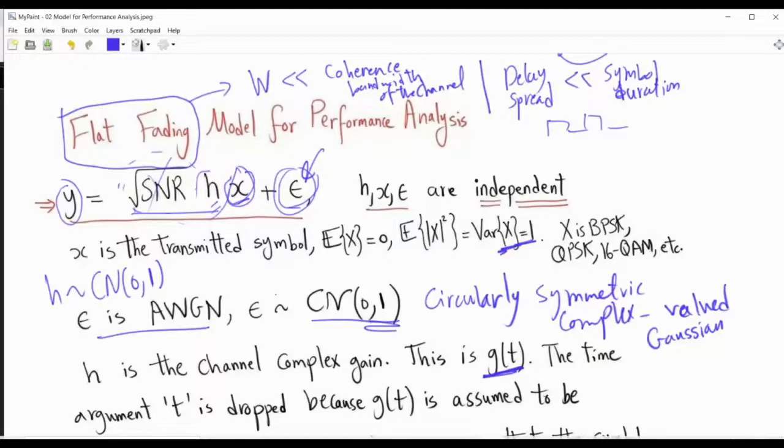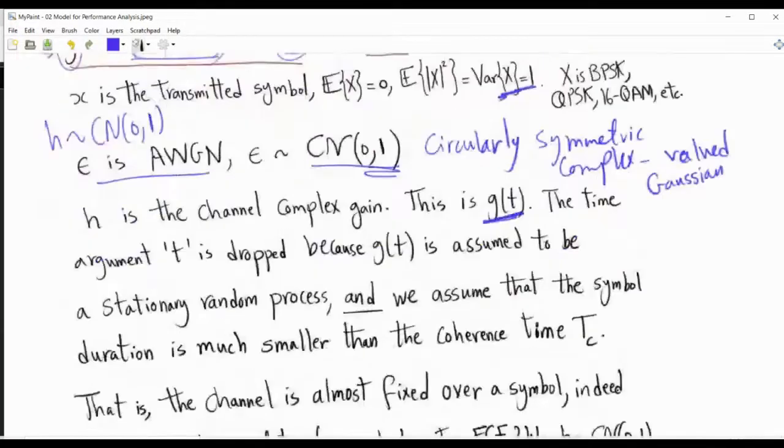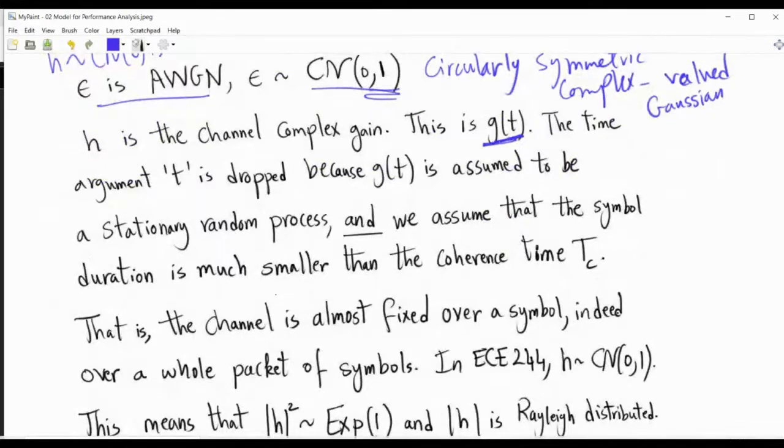But in all cases, even if the channel is changing more rapidly with time, typically the symbol duration is much smaller than the coherence time of the channel. Okay, so this is a very important assumption. The symbol duration is much smaller than the coherence time of the channel. Remember the concept of coherence time.